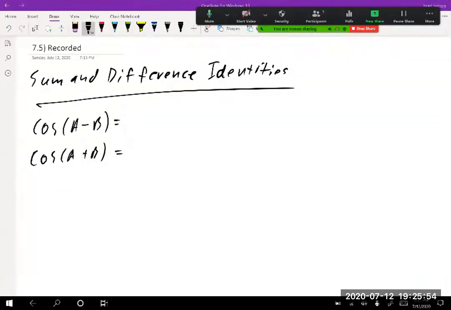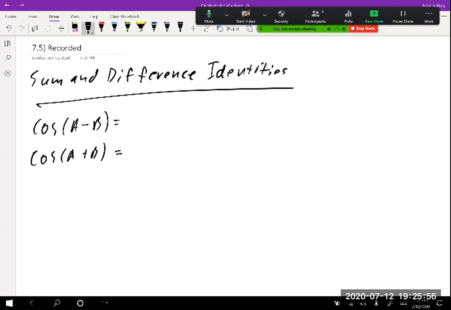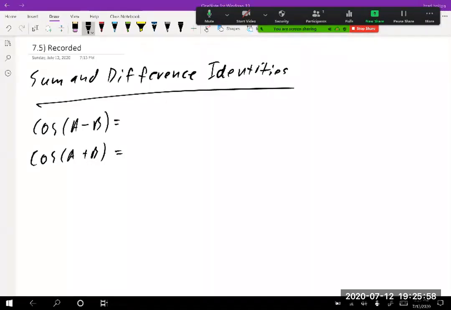So today we're going to cover 7.5 from our book, The Sum and Difference Identities. The main ones we'll focus on are sine and cosine. I'll also go into tangent a little, but for the most part, sine and cosine will be the emphasis of our class, but there are other ones.